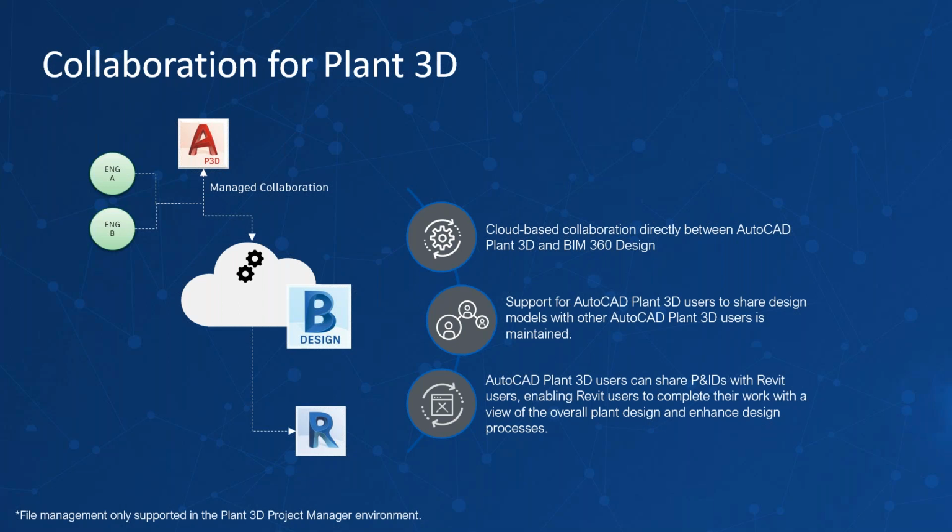And the other beauty is that the P&IDs which you create in Plant 3D could again be utilized or integrated with Revit. We also have a P&ID connector, which is a workflow tool available. So you could connect from the cloud to Revit using the P&ID drafting information on the cloud. So that's how Plant 3D can collaborate with BIM 360.